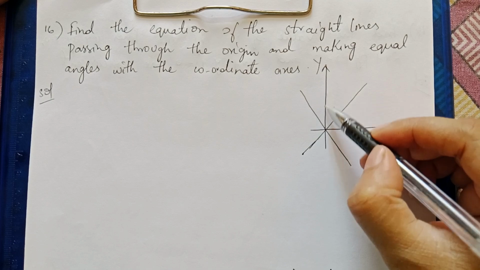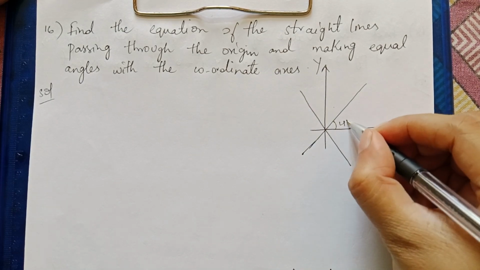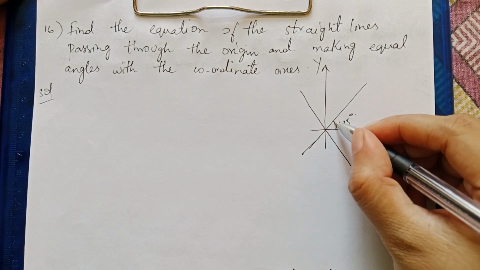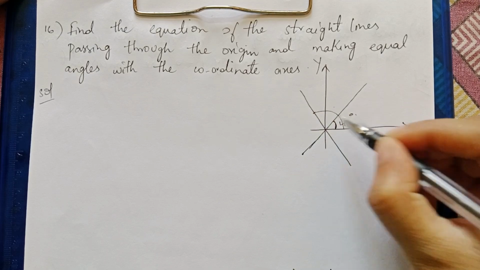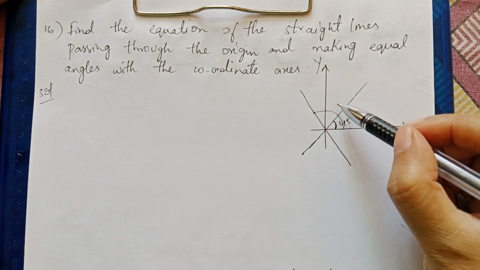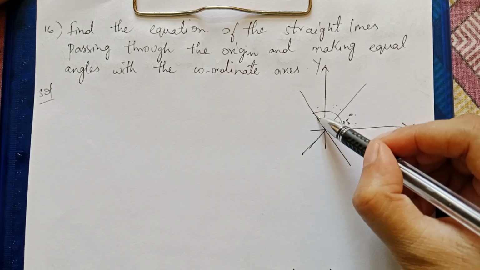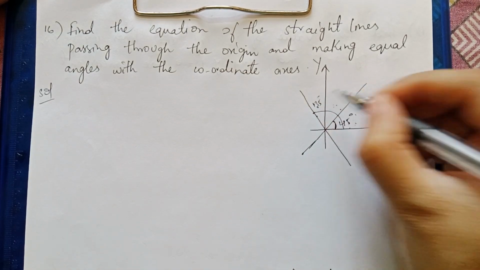So we know that this is completely 90 degrees, so 90 halves becomes 45 degrees, right? So one angle can be taken as 45. Now the other angle is this one, right? The complete angle will be this, so this is 90, 90 half is 45, so 90 plus 45 is 135. So this angle will be equal to 135 degrees.